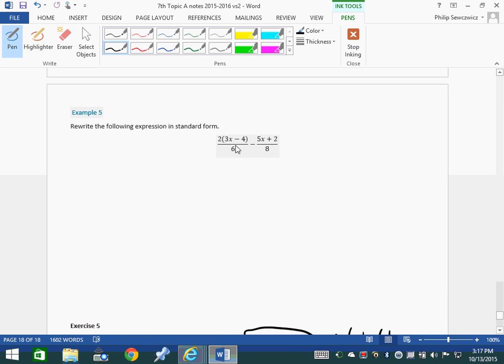All right, so same thing as before. Can we do anything up here? Absolutely. 2 times 3x, that is 6x. 2 times a negative 4, that is a negative 8, all over 6, minus, and nothing to do. So 5x plus 2, all over 8.